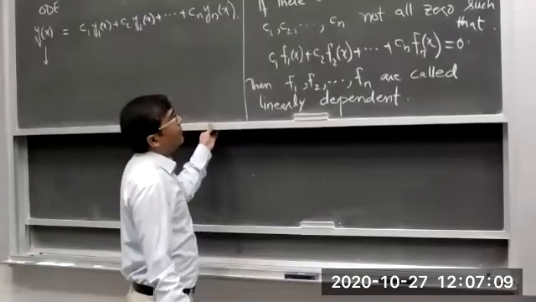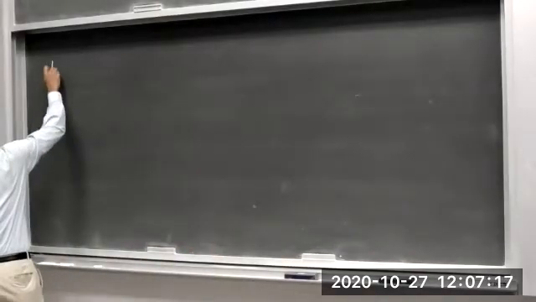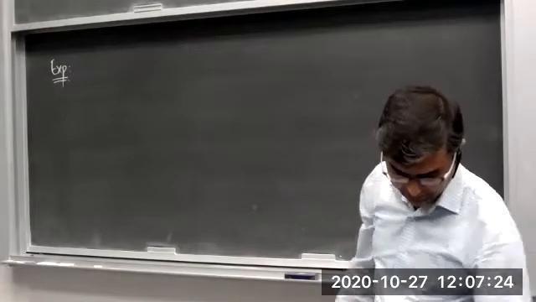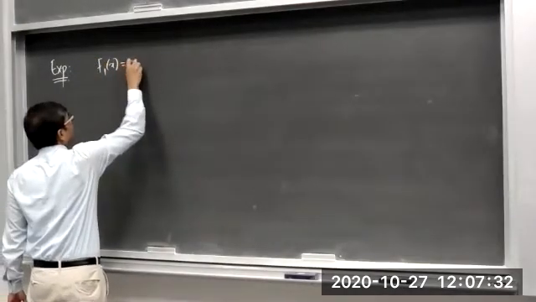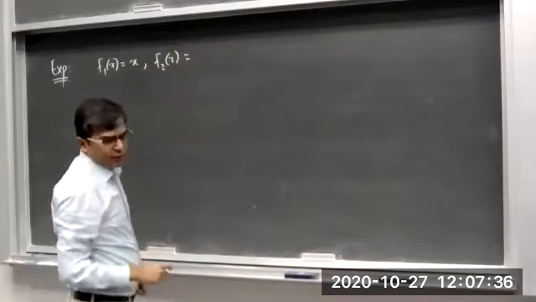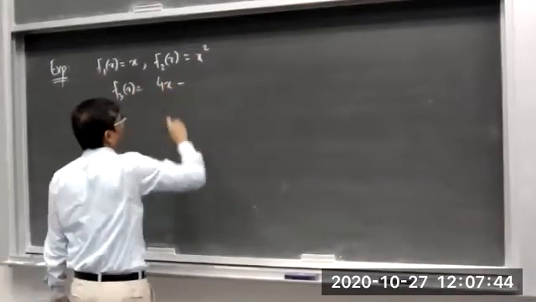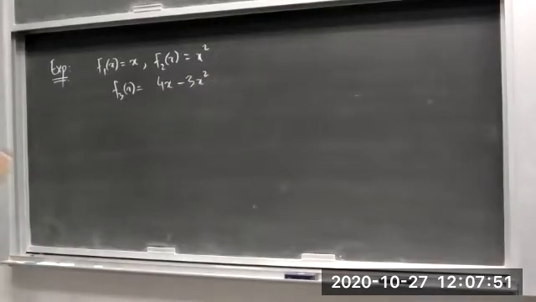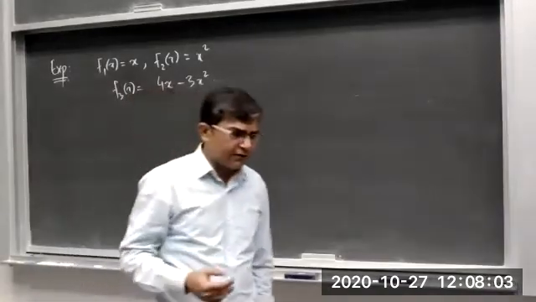Now, let's have an example of this definition. For example, let f1 of x be x, f2 of x be x squared, and f3 of x be 4x minus 3x squared. We are given three functions, and we need to know whether these functions are linearly dependent or not. If these functions are not linearly dependent, we say that they are linearly independent functions.